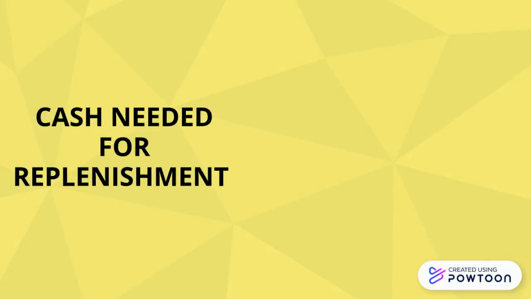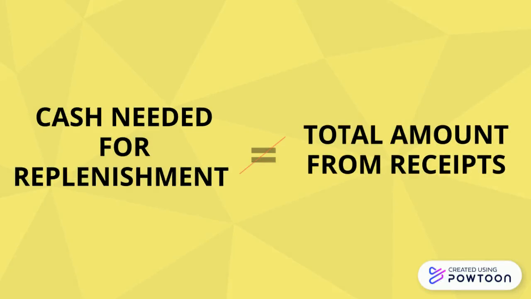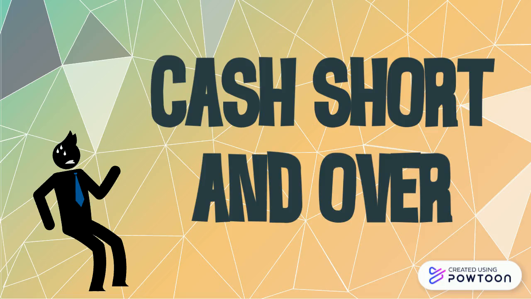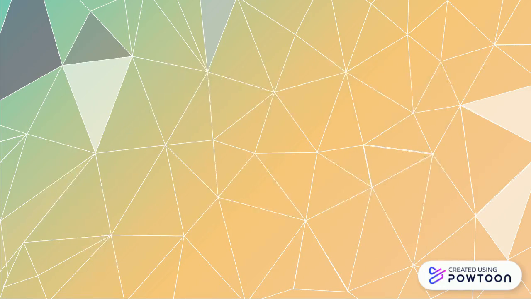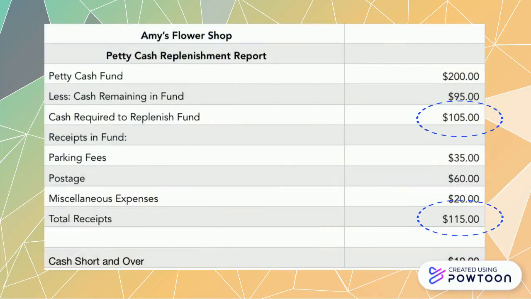What happens if the cash needed for replenishment does not equal the total amount from receipts? This is called cash short and over. So in this replenishment report, we can see that the cash required to replenish the fund does not equal the total receipt. So this is called cash short and over.